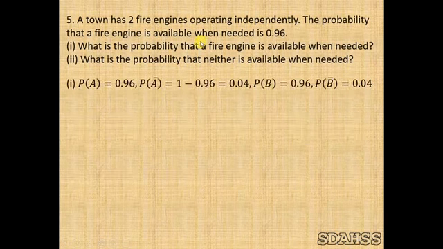Here P of A is equal to 0.96. P of B is also 0.96 because a town has two fire engines operating independently. So P of A and P of B are both 0.96. P of A bar is 1 minus P of A, which is equal to 1 minus 0.96.